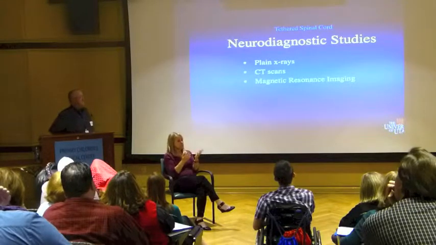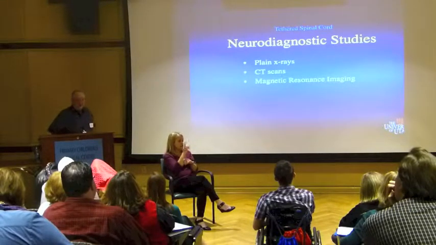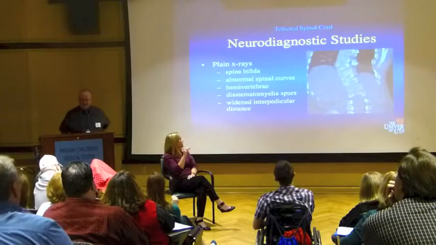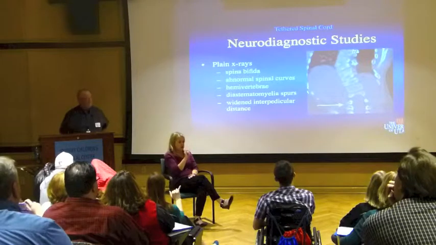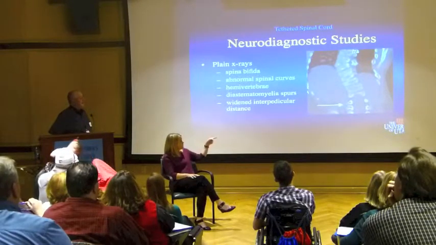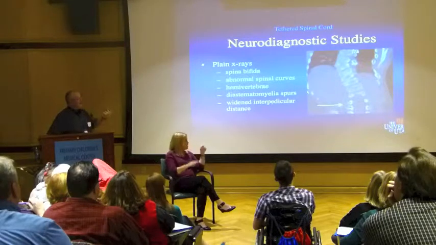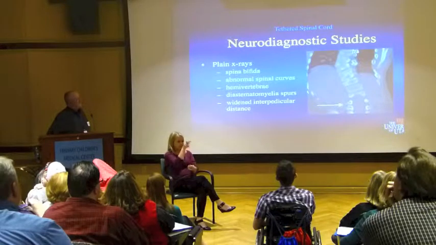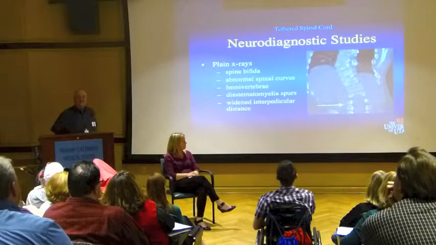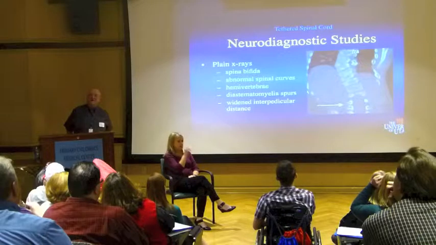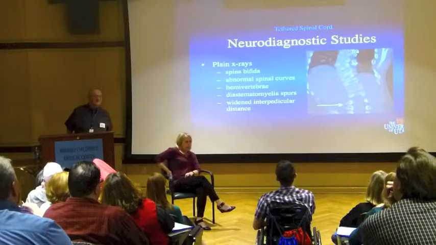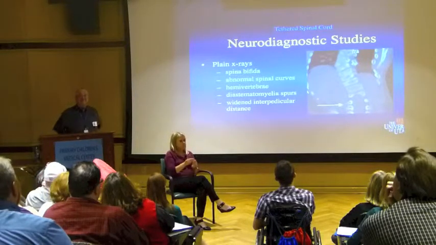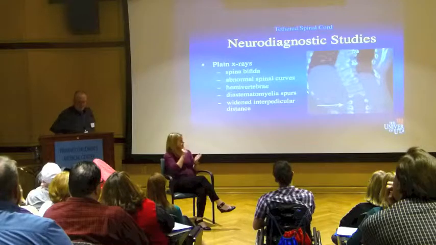From an imaging standpoint, we can do plain x-rays, CT scans, magnetic resonance imaging to help us with our diagnosis. This plain x-ray shows spina bifida. You can see the wide part of the lower spinal canal there, and the spinous processes, that part of your spine in the back that you can feel sticking up, those little spines, they're gone down there. They probably were gone from birth, but you can see how wide that looks.